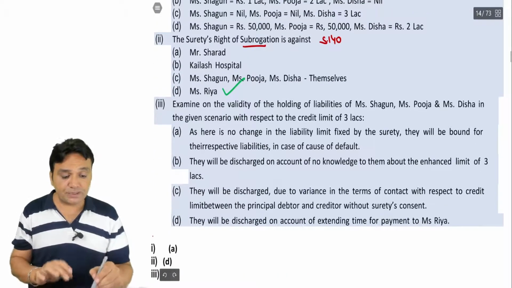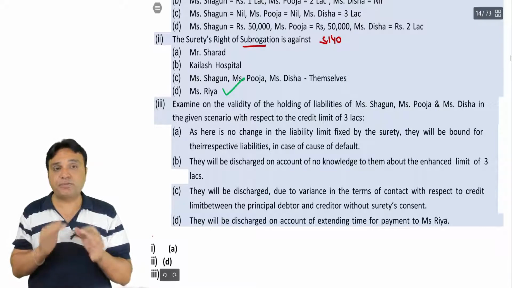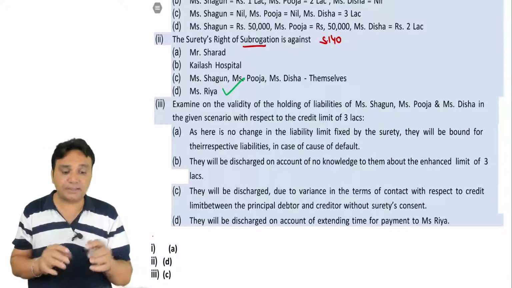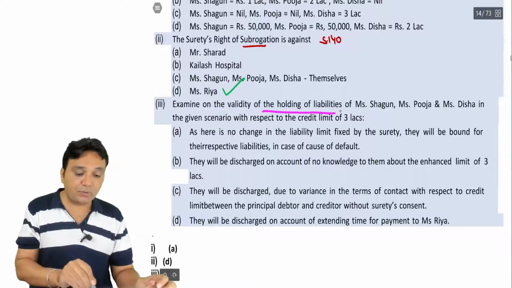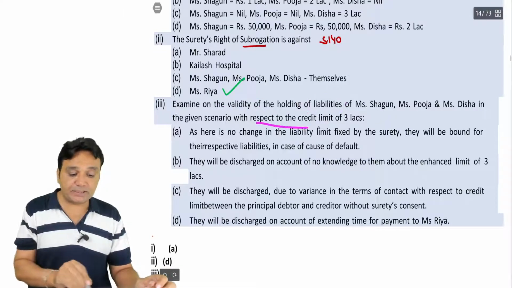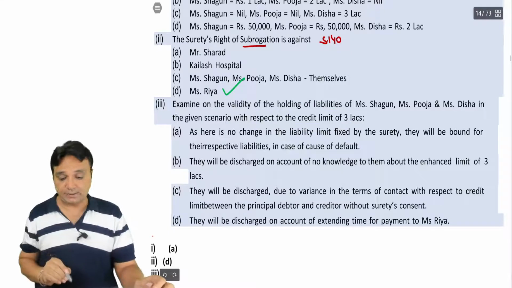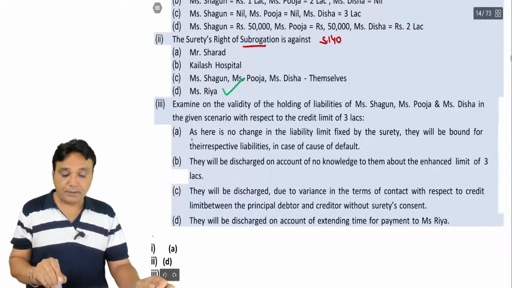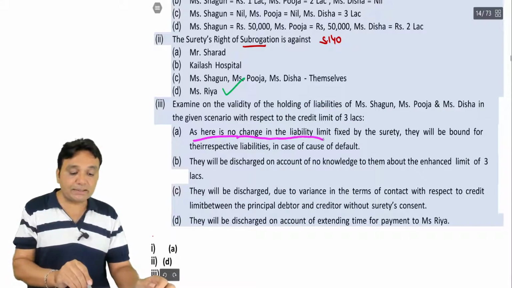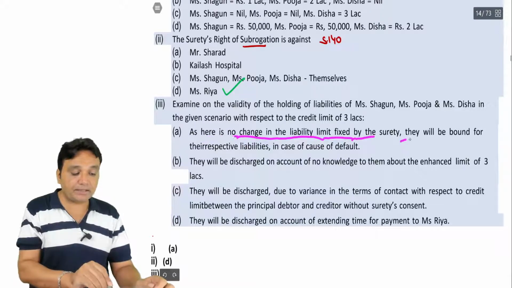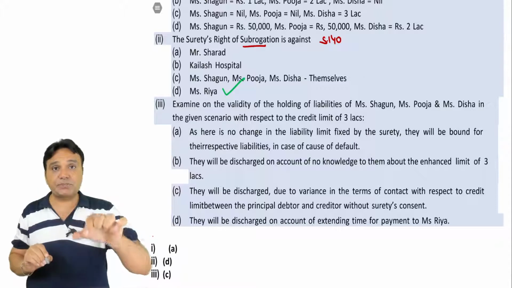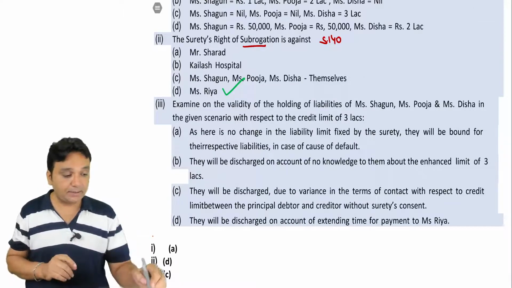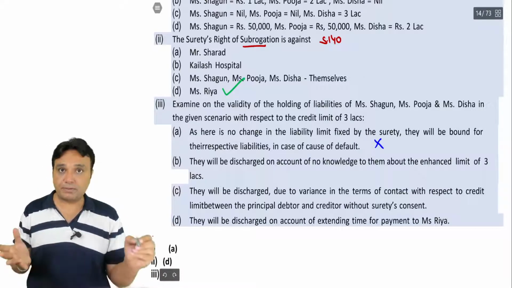But there are certain questions you have to work to find out what will be the correct answer, because it's not direct. What it says, the validity of the holding of liabilities of the co-sureties with respect to credit limit of 3 lakh. Now see, as here is no change in the liability time limit fixed, they will be bound for their liabilities. We have seen it. The contract was for 6 months, the time is extended. So this we know is gonna be wrong.